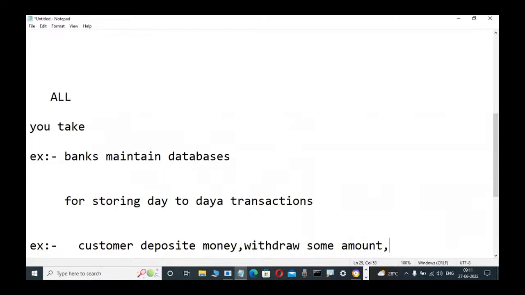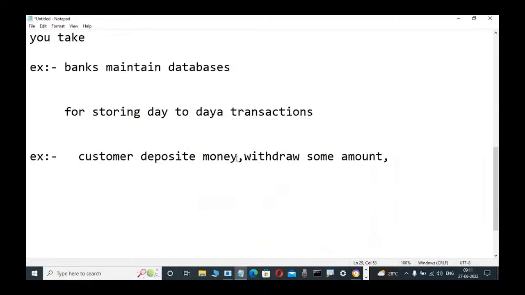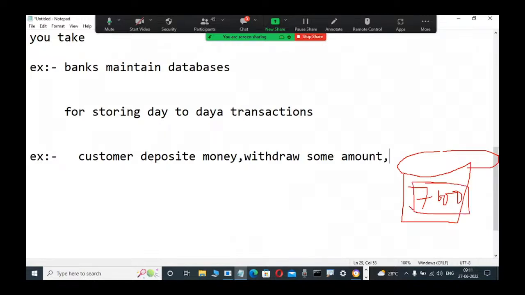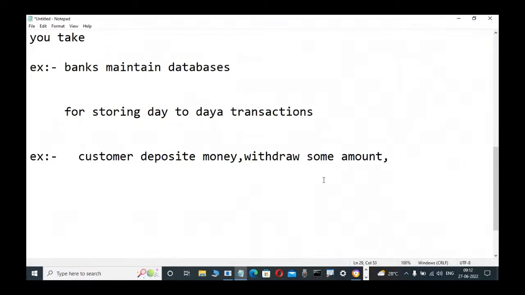These are all transactions I am performing, but I want to store all those details permanently. Why? Suppose I have 10,000 rupees in my account. I withdraw 3,000 rupees, so the remaining 7,000 rupees should show in the bank database. Otherwise, if it does not show that the remaining balance is 7,000, the total banking system collapses. That's why all the details are always stored permanently. That's why banks always maintain databases.